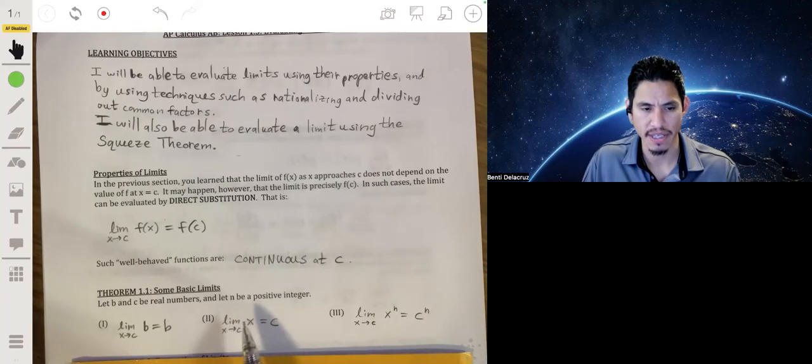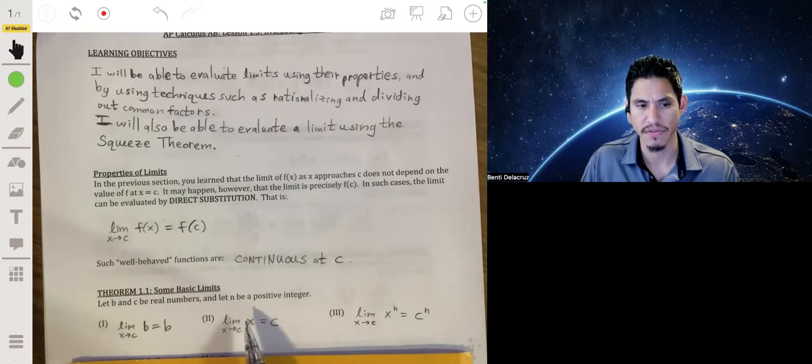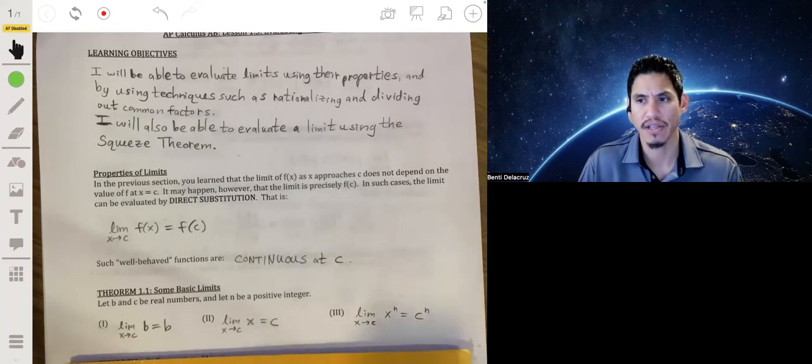Now the second limit says that the limit as x approaches c of x is going to be equal to c. In this case, the expression is actually dependent on the x values, because it's a variable, but you're just going to plug in whatever that x value is. If c is 3, it'll be 3. Think of this as a diagonal, like the line y equals x.